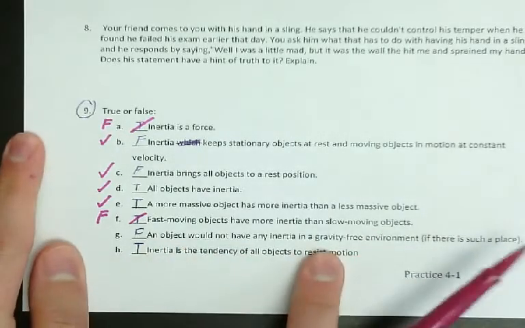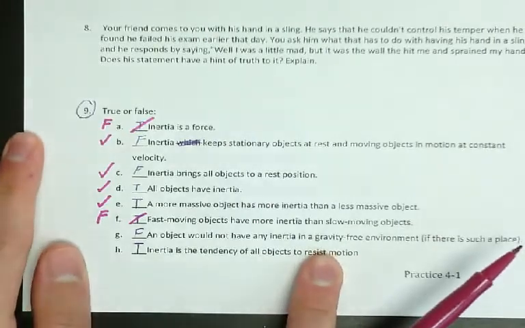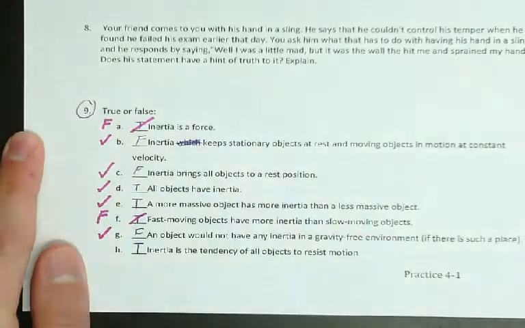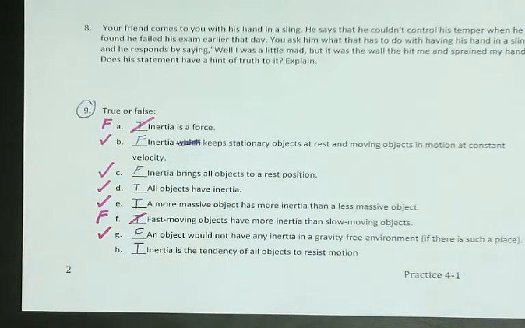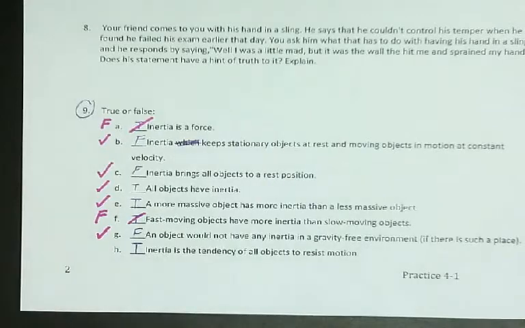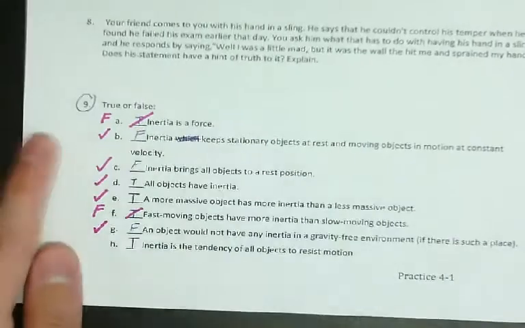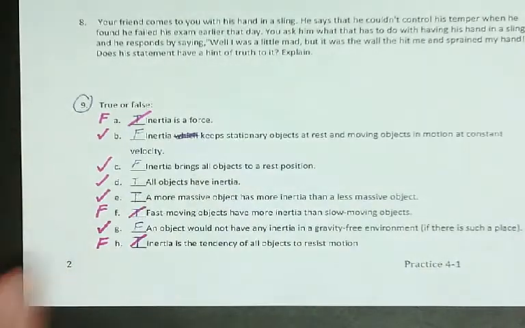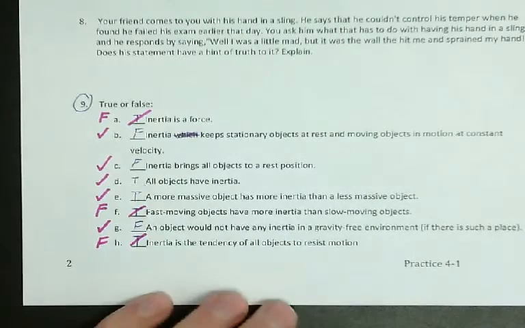An object would not have any inertia. That is false. You would have inertia even in a gravity-free environment. So you would not have inertia. That is false. You would have inertia. Inertia is mass, not weight. Inertia is the tendency to resist motion. That is false. Is the tendency to resist motion change? Tendency to resist motion change.